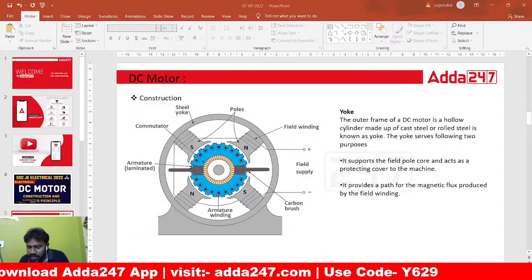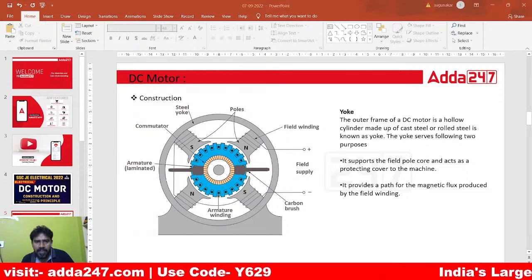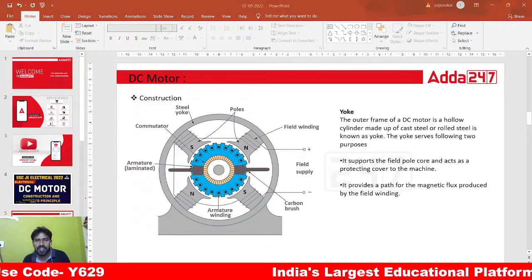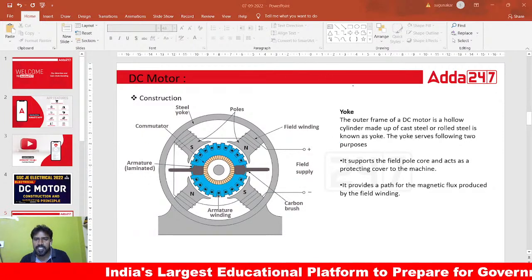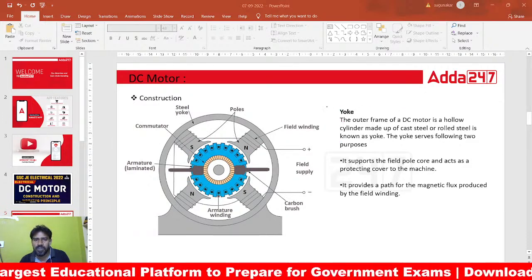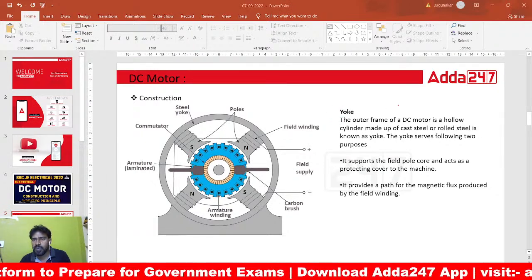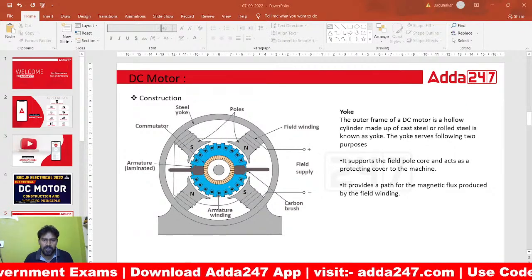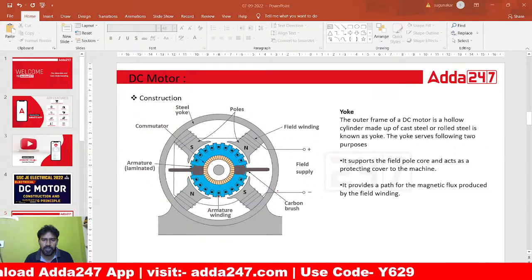Is it clear? So this is the way the armature rotates in a DC motor. You can see here it produces a main flux, and the motor consists of an even number of poles, having pole shoes and pole core. So you can remember pole core and pole shoes. This is the pole, and this is the pole shoe.